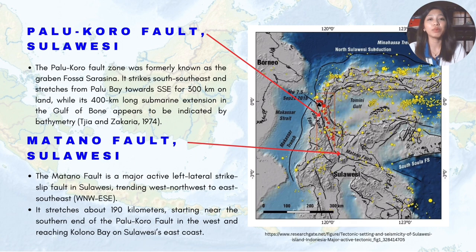Moreover, the Matano Fault Zone, which is a major active left-lateral strike-slip fault in Sulawesi, is trending west to northwest to east to southeast, and it stretches about 190 kilometers, starting near the southern end of the Palu Koro Fault and reaching Kolono Bay on Sulawesi's east coast. And no earthquake has been recorded along the Matano Fault Zone for at least 200 years.